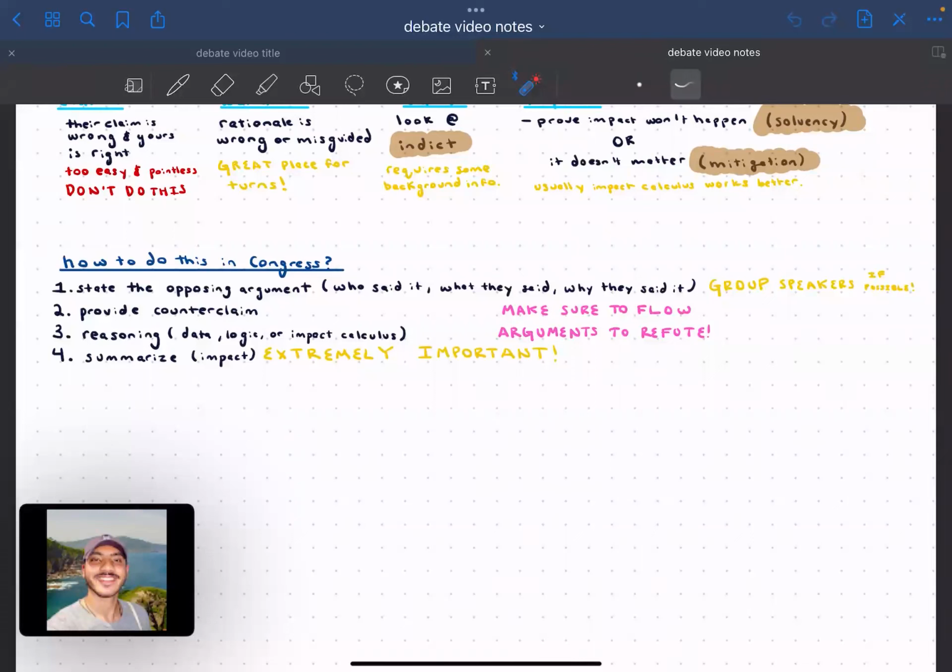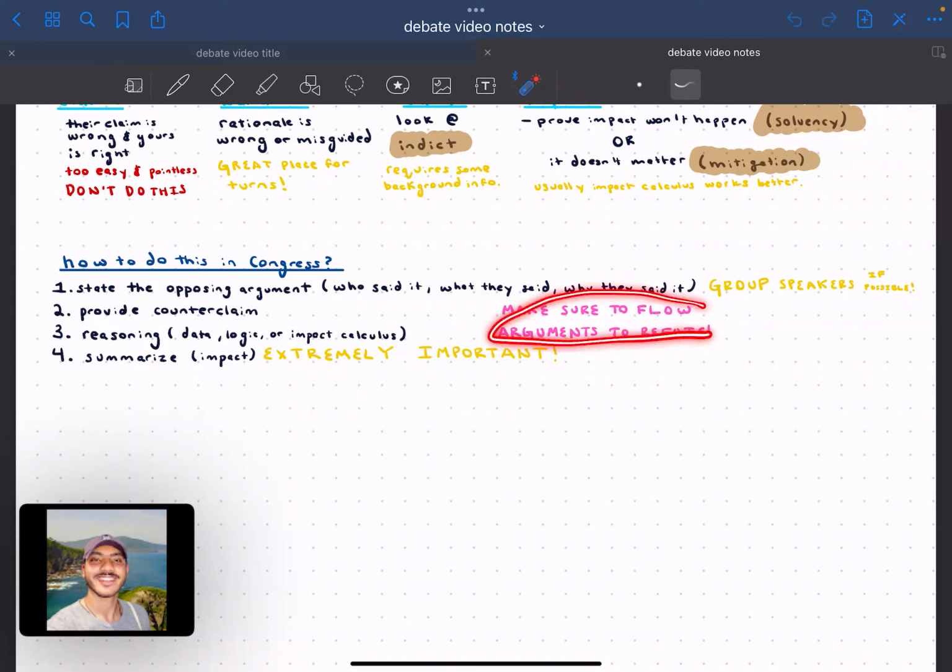After you provide the counterclaim, it's not enough to provide the claim. We need to provide some reasoning as well, data, logic, impact calculus, however you want to do it, something that supports what you're saying in your claim, okay? And finally, we summarize. Each refutation also needs an impact. We always need to come back to the impact on human beings, because nothing else matters other than the impact on human beings. This is extremely important. And frankly, a lot of refutation misses the mark because it doesn't impact back to human beings or to the things that really matter in the frame of the debate.